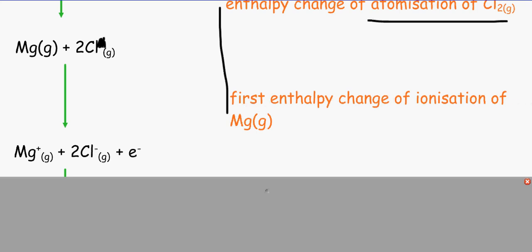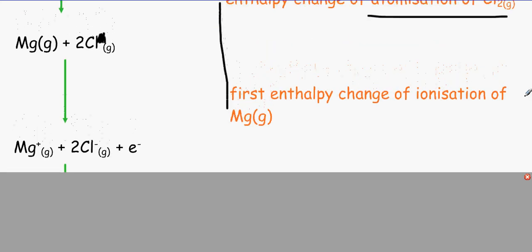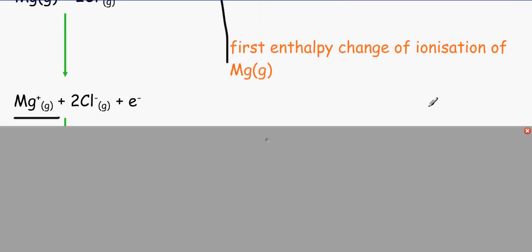So we have the enthalpy change of ionization. If you remember from AS chemistry, I think this is F325, we remove an electron from 1 mole of the gaseous atoms to make 1 mole of gaseous 1+ ions. So we've lost an electron from this magnesium gas to make a magnesium ion, and we've got the electron over here. Nothing else has changed. That's technically the definition of the first enthalpy change of ionization.